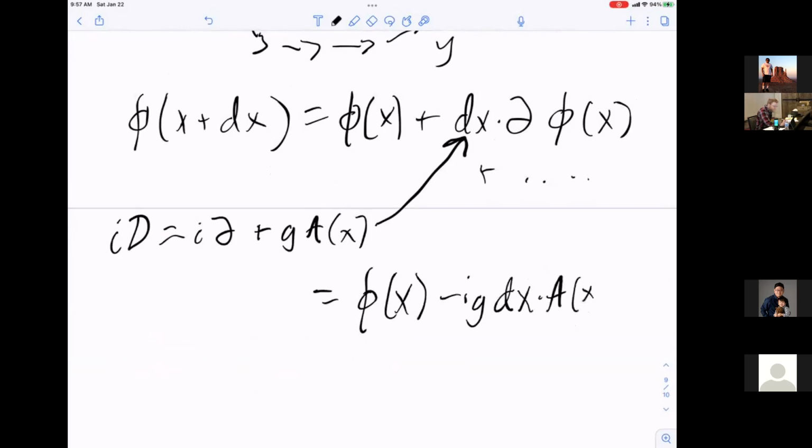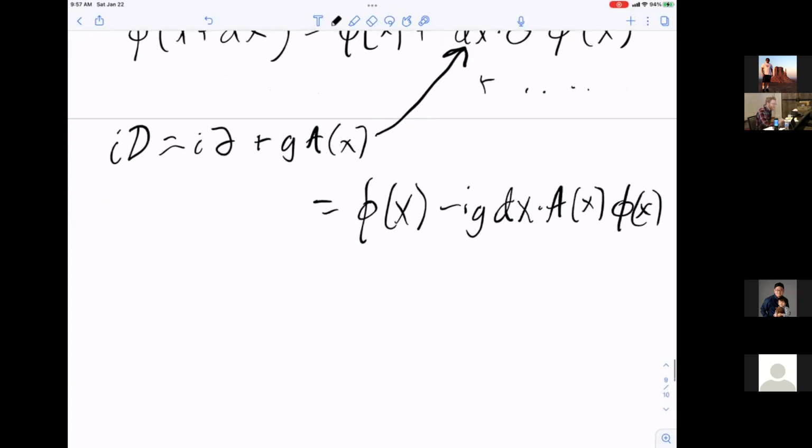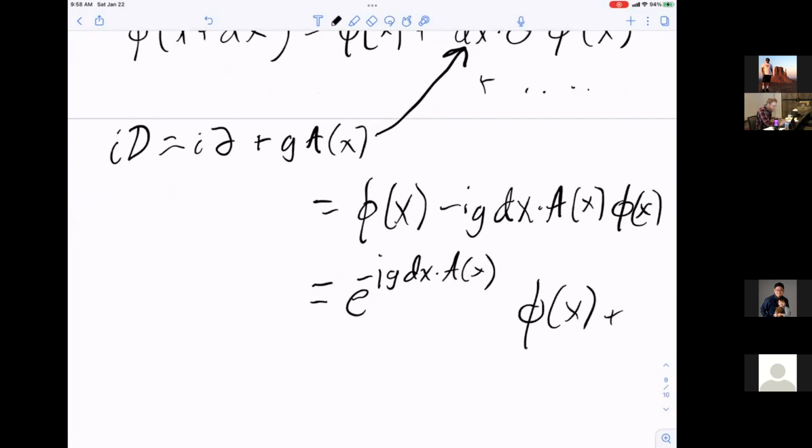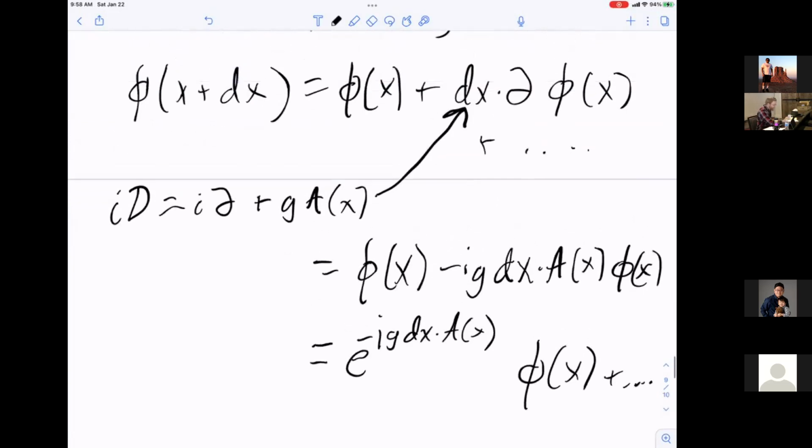This is just like a gauge theory version of parallel transport. Yep, that's what I'm doing. Now, everyone should recognize that 1 minus some small quantity is actually an exponential. And now I can look at the gauge transformation properties of phi of x plus dx.